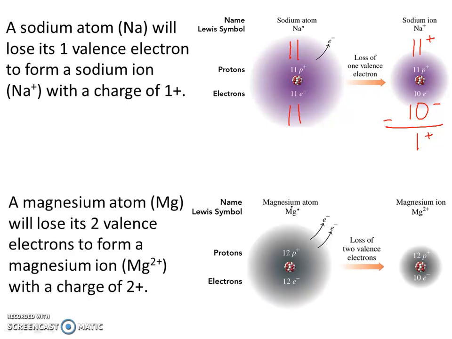The same thing happens with magnesium, but the magnesium tends to lose 2 valence electrons and forms a magnesium ion with a charge of 2 positive. We have 12 positive protons and 12 negative electrons. If it loses these 2 electrons, they go away, they get excited, they leave and maybe go join another atom. We still have our 12 positives because the number of protons will not change, but now we're left with only 10 negatives. So when we do that math, we have 2 more positives than we have negatives.